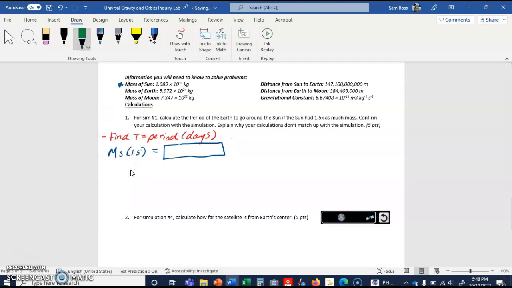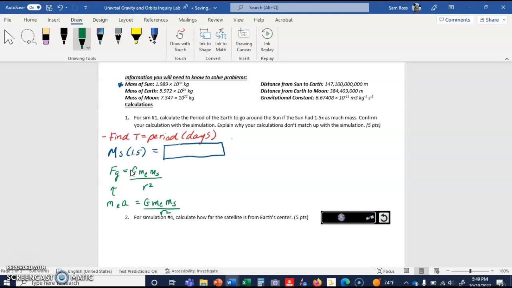The formula that we're going to be using all through this lab is the gravitational force is equal to the gravitational constant G times the mass of the Earth times the mass of the sun over the radius squared, the radius being the distance from the sun to Earth. So I'm going to substitute mass of Earth times acceleration because F equals ma. Everything else is going to stay the same.